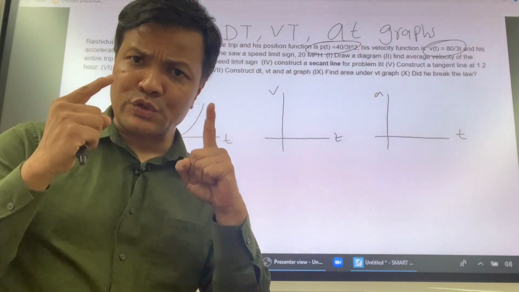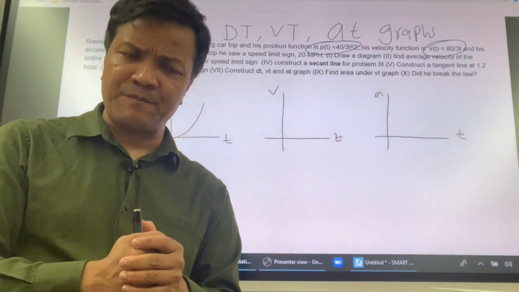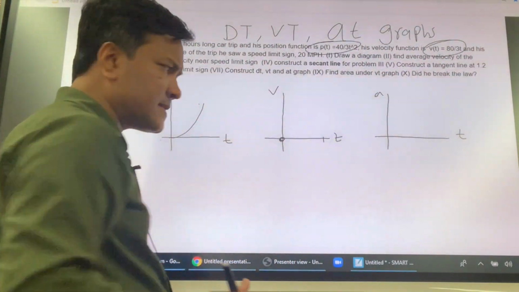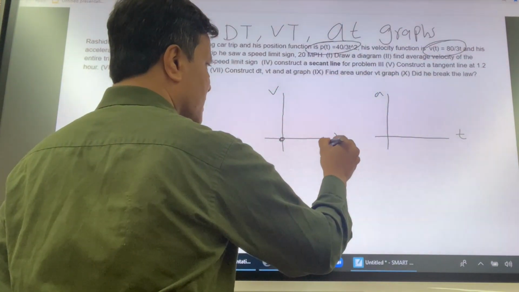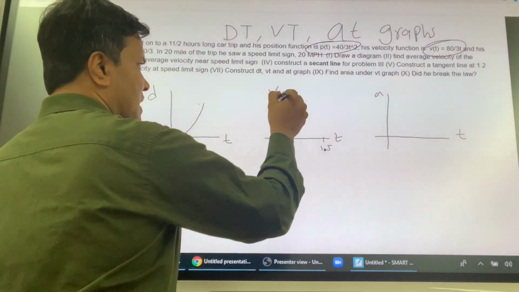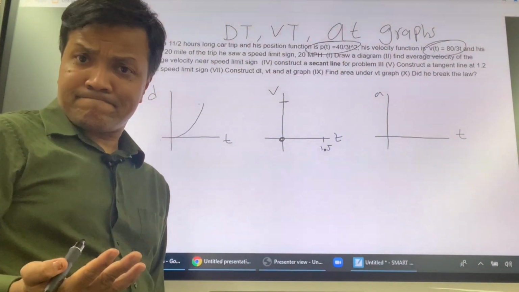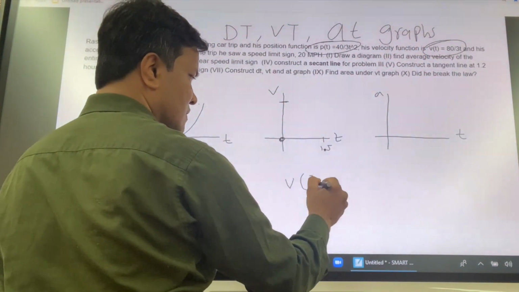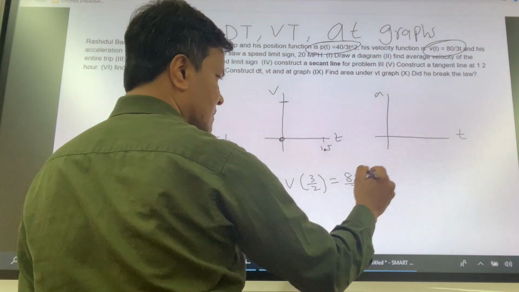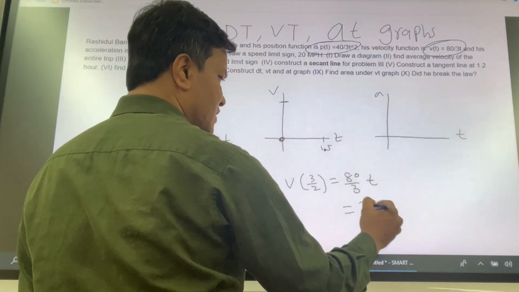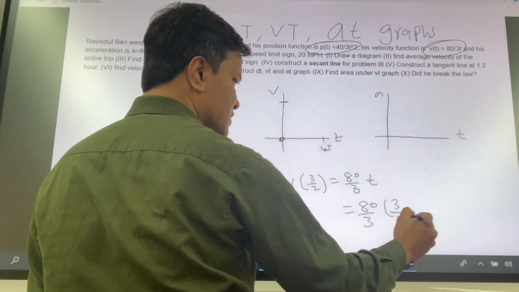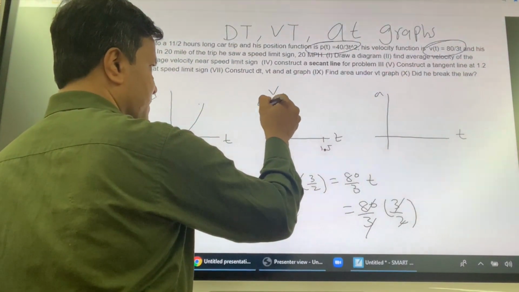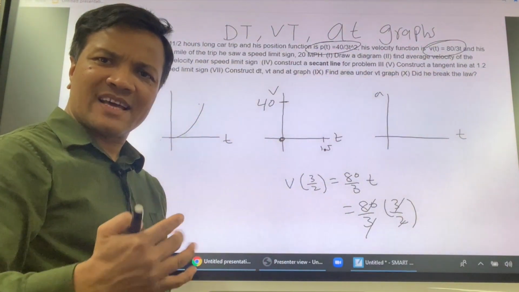You need 2 points to draw the velocity versus time. So point 1, you know that, 0, 0. Point 2, you kind of know that. This is 1.5, which is the time. Final velocity, you don't know that, but come on, you know that because you have the velocity function, which is 80 over 3 times 3 over 2. So final velocity is 40.